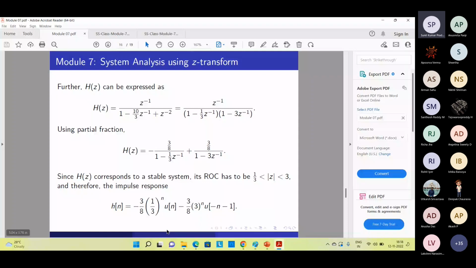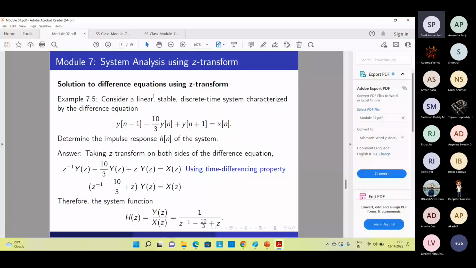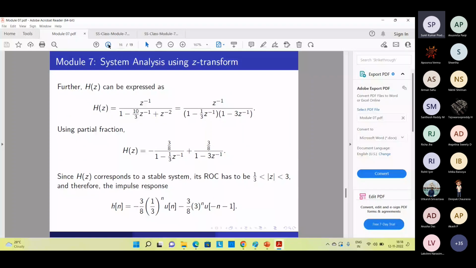Now you can get to know how to find the impulse response if the difference equation is given. Just take the Z transform on both sides. After that, you find H of z, and after that, you take the inverse Z transform. That gives rise to your impulse response.